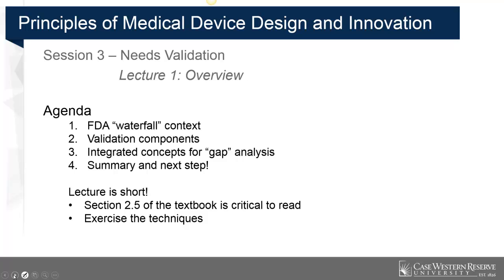Let's take a look at the steps we want to work through in the next couple of minutes. We'll introduce the FDA waterfall as a context for the needs validation. This might seem a little odd at first, but most engineers anyway are familiar with the FDA waterfall context, and I think that adds a nice framework for understanding the role of validation. Then we'll expand on some of the validation components that are often not detailed in the traditional waterfall context. This will lead to integration of the concepts so we can identify a gap analysis that will actually drive more validation issues. Then we'll summarize and talk about the next step.